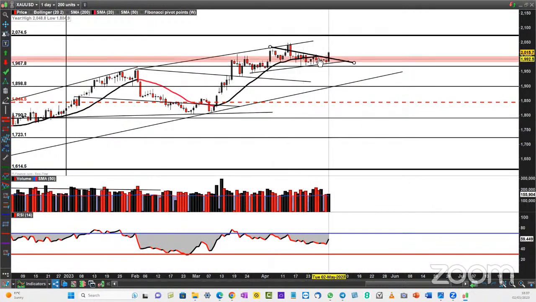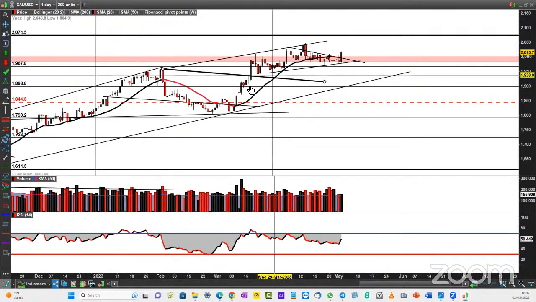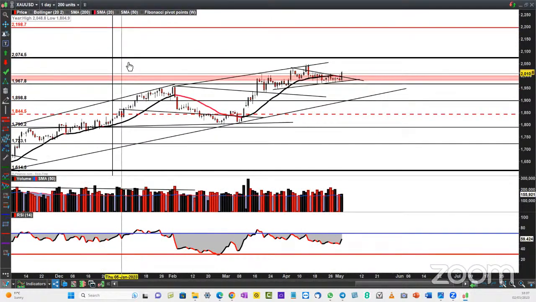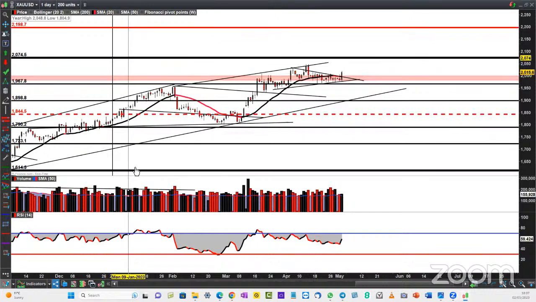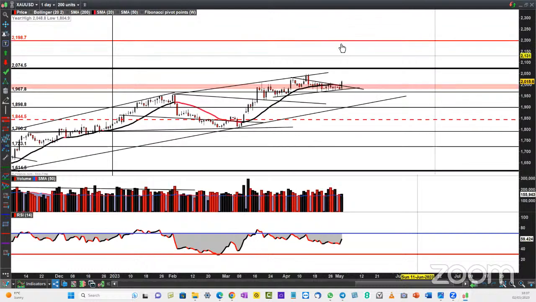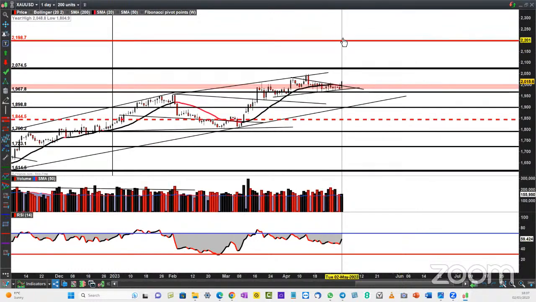So you just keep taking the dips in a chart like this until they break up. I'm looking for the next stop potentially at 2075. If we can get up there and hold up there, then 2200 is the next target.